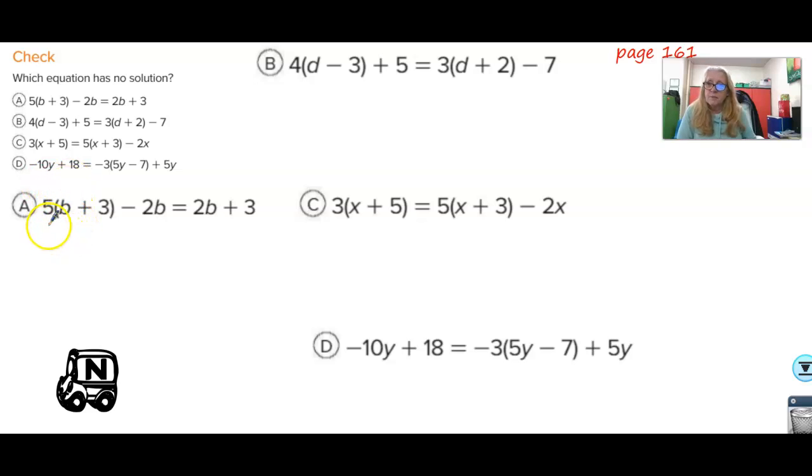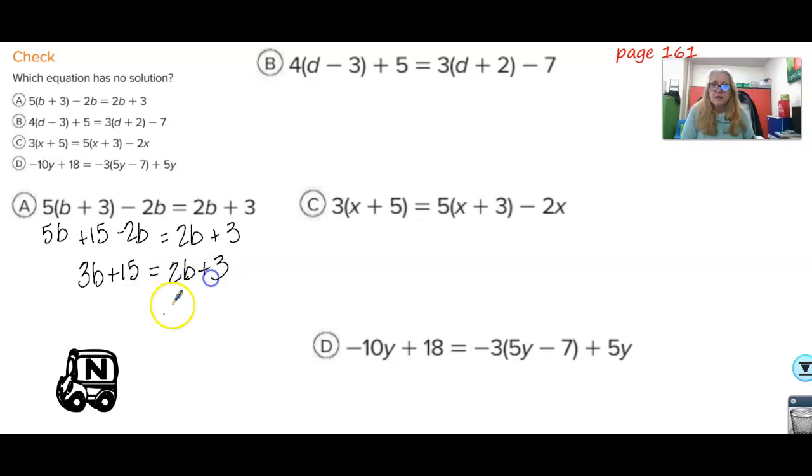Okay, 5 times b is 5b. 5 times +3 is +15 minus 2b equals 2b plus 3. Okay. Let's combine like terms over here. 5b minus 2b is 3b plus 15 equals 2b plus 3. This equation has one solution. I know it has one solution because the variable terms do not match. If the variable terms match, it either has infinite solutions or no solutions. If they don't match, it's one solution.